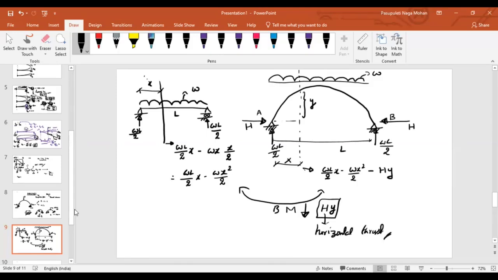So if your bending moment is reduced, how is it going to help? It reduces the section size of the member.